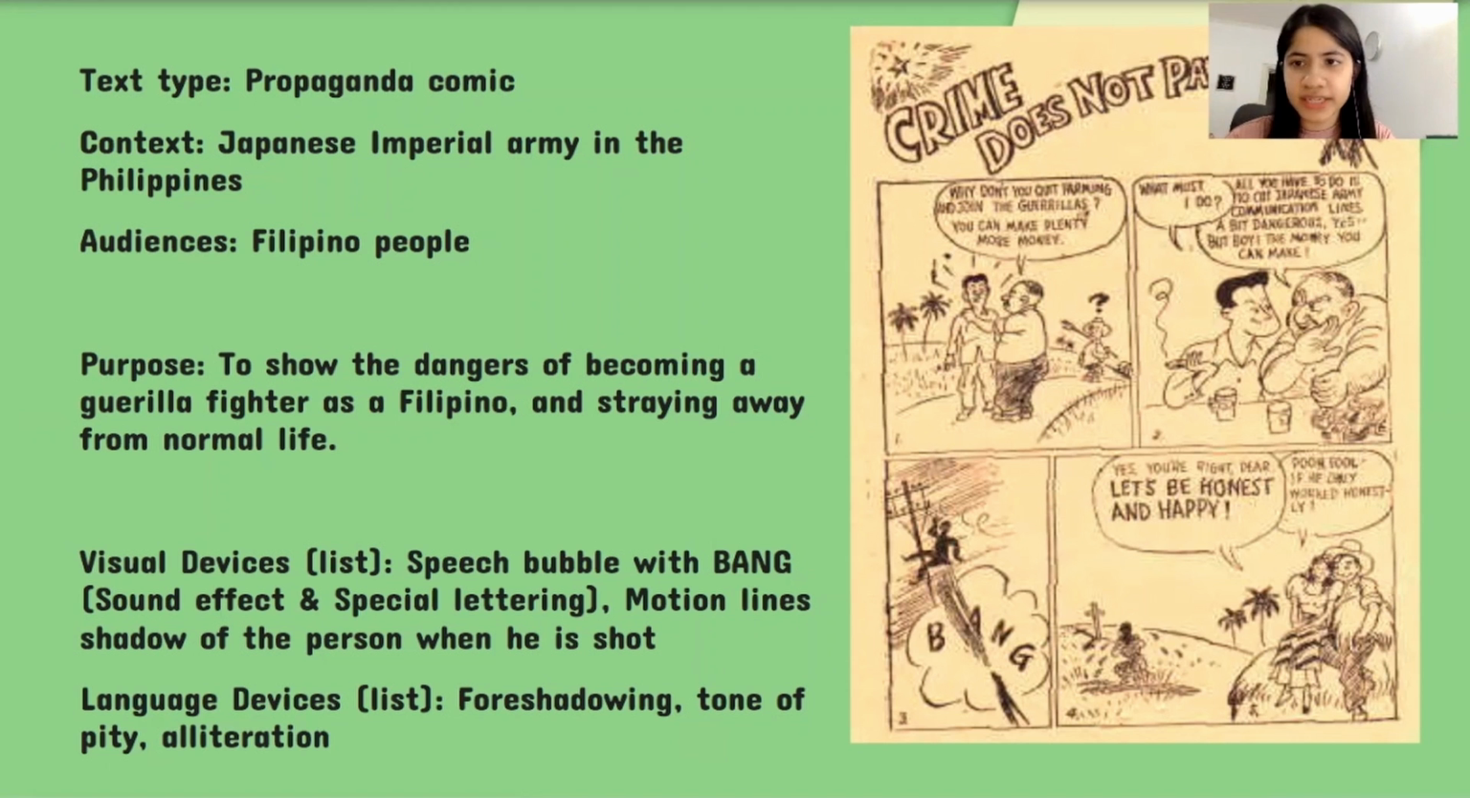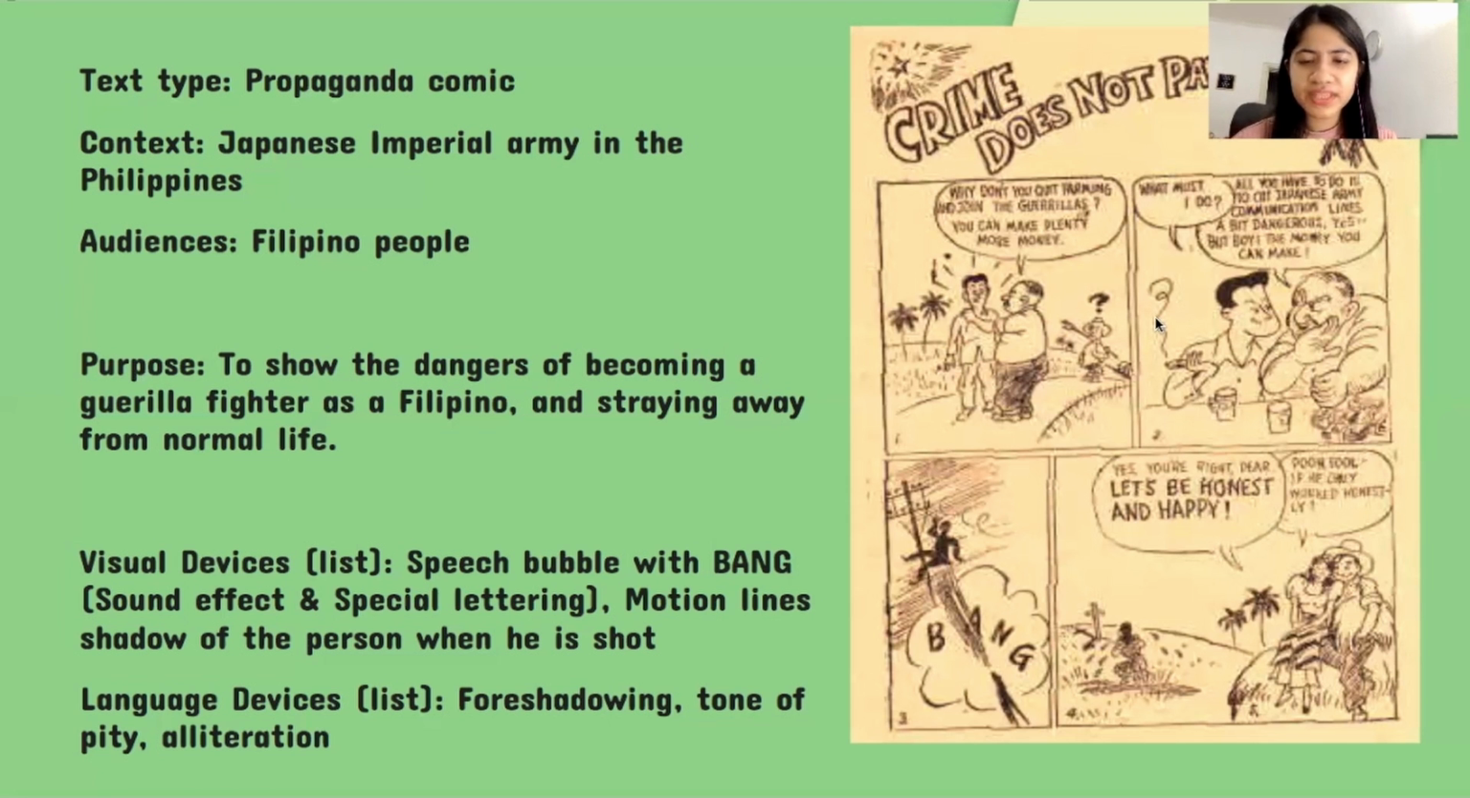You can come up with a secondary audience as well, but just to speed up this analysis a bit, I just came up with Filipino people. The purpose would be to show the dangers of becoming a guerrilla fighter as a Filipino and straying away from normal life. As we can see at the bottom right, in the end, they're saying, if only he continued working, if only he continued farming, it would be okay. For visual devices, there's a speech bubble with a bang, sound effects, special effects lettering, motion lines, etc. Let me break that down a little bit.